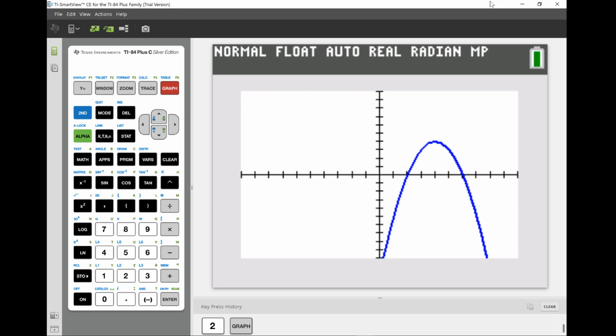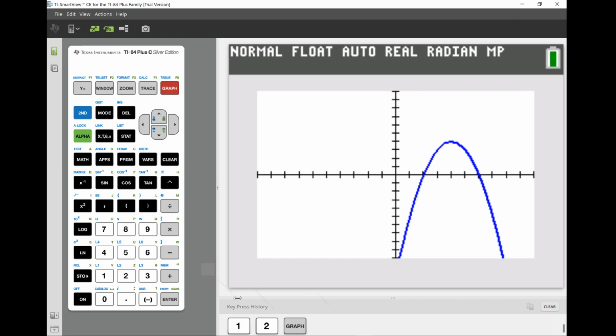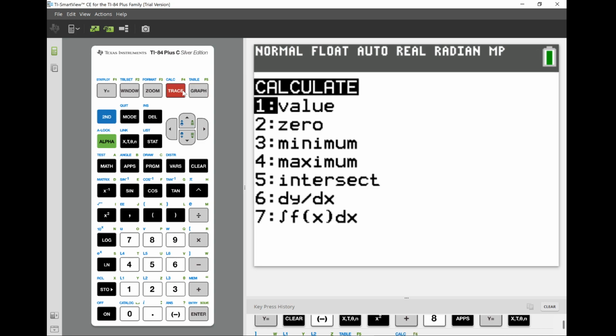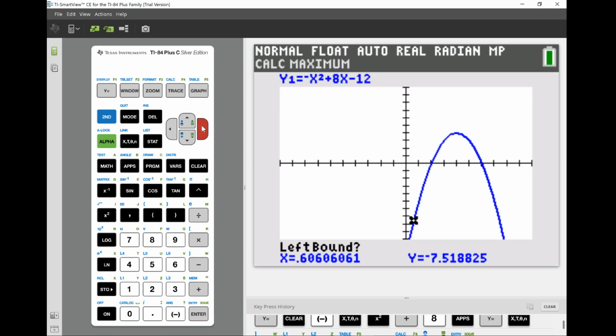What keys do I press? I forgot. I'm just used to doing this by hand. Second, trace, maximum, because it's a maximum. Okay. Second. Left bound. You're going to put this right here.